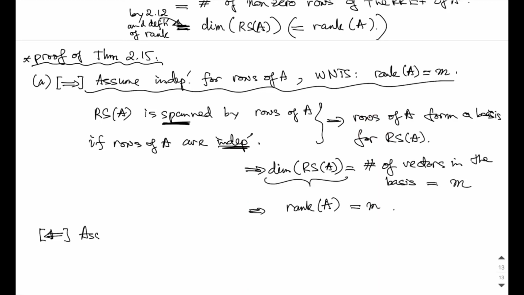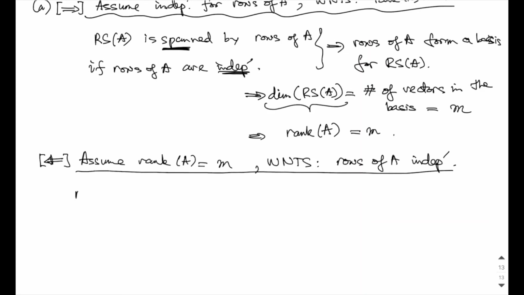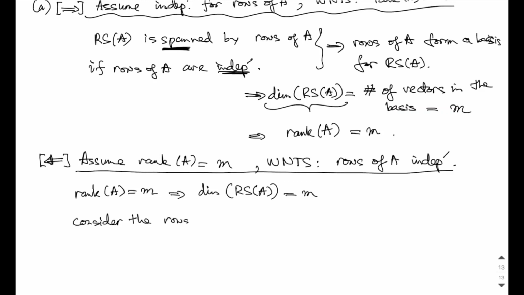For the backward direction, we assume rank A equals M, and we need to show the rows of A are independent. If the rank of A is M, remember the rank of A is just another way to write the dimension of the row space of A. So that implies the dimension of the row space of A is M. Now consider the rows of A. Note that we have M rows.